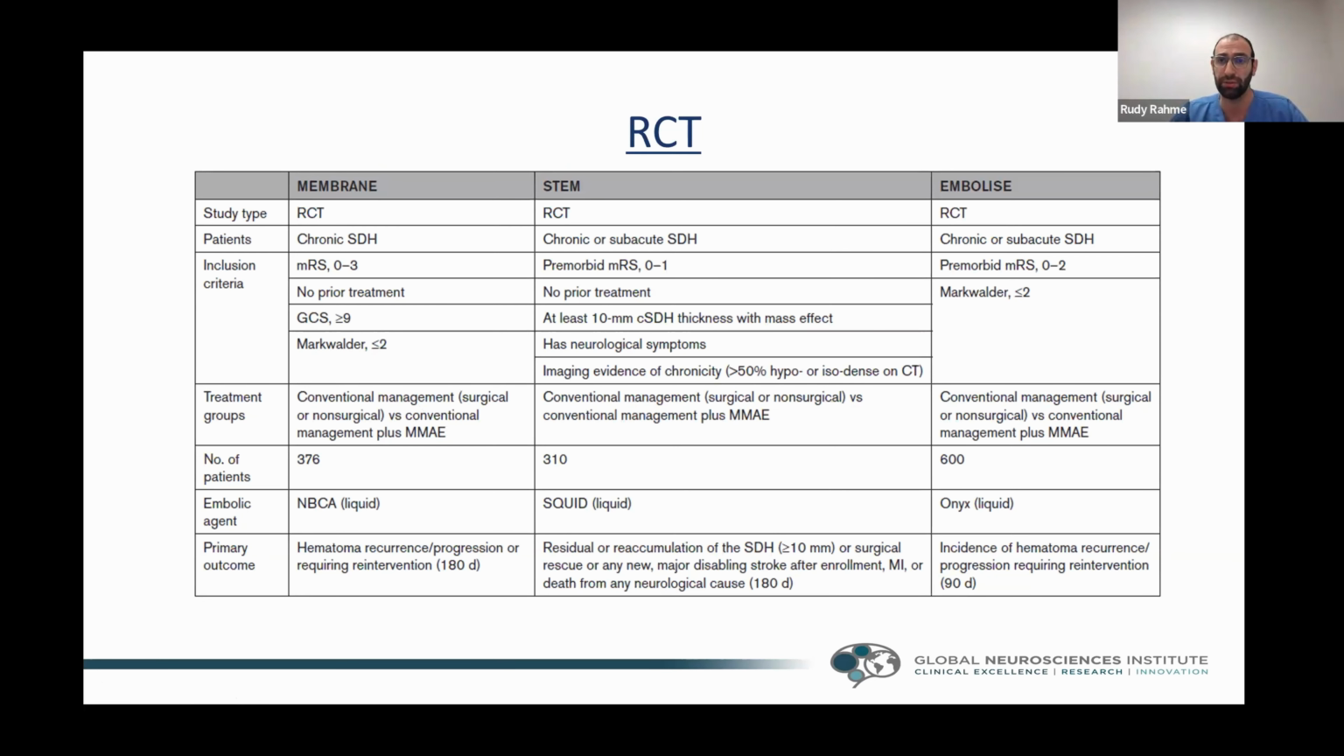One is conventional management, whatever that is, surgery or non-surgical, versus conventional management plus the middle meningeal artery embolization as an added. The interesting part is all three trials are using liquid embolics. We'll talk a little bit later about the different ways of treating this disease, but all the current trials are using liquid embolics. Onyx is the one that we use the most, but there's also Squid, and NBCA is an older liquid embolic as well.